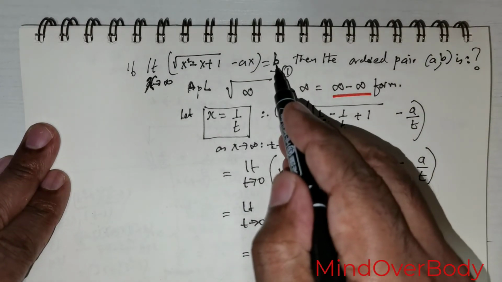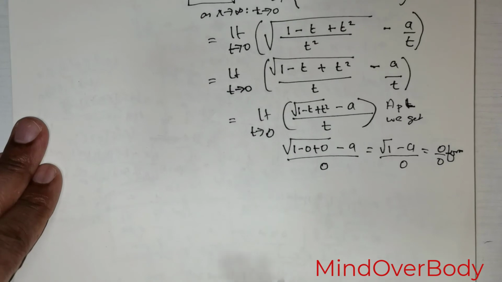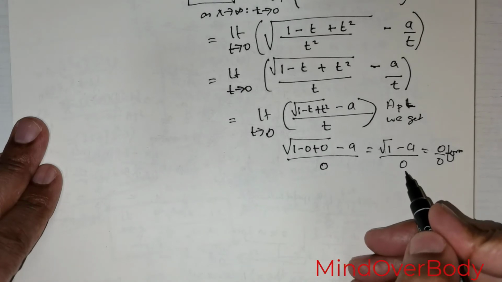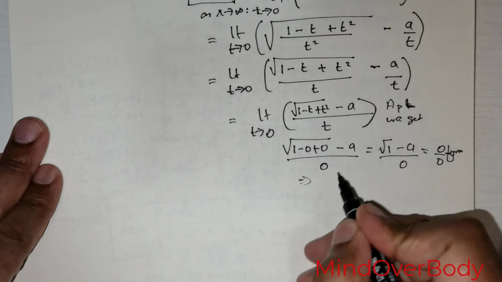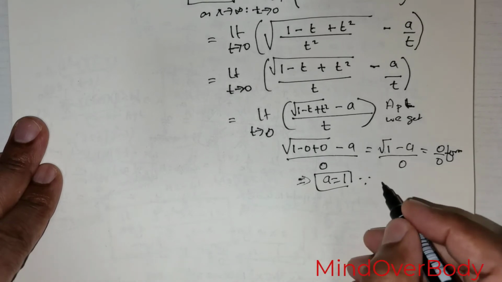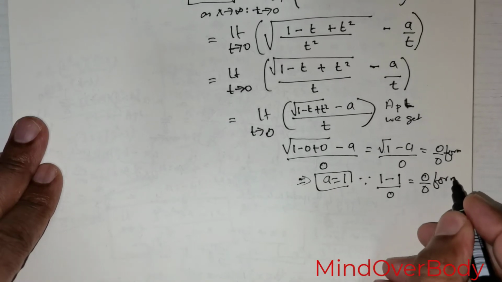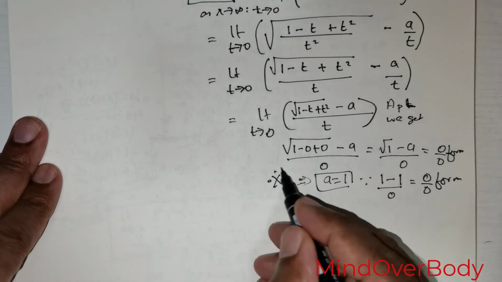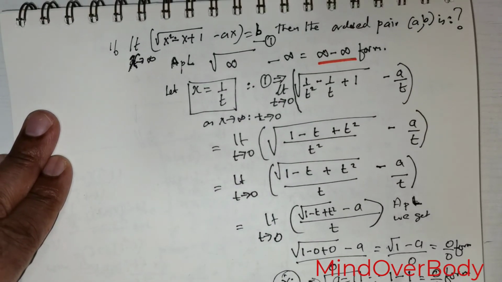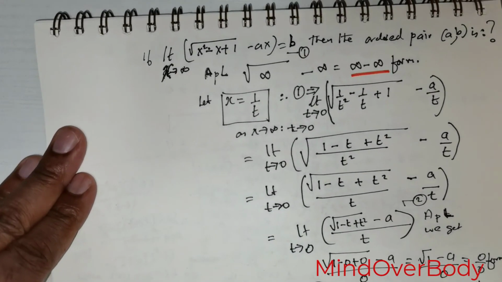So have that in mind. Let me reiterate one more time: for the function to have this limit b, the function should lead to 0 over 0 form. But in this case we have got root of 1 negative a divided by 0. So this means the value of a should be equal to 1. Why do I say that? Because root of 1 is 1 and a is equal to 1, and that would lead me to 0 by 0 form. This is a very important point that you will have to know. So we are going to take the value of a to be equal to 1.